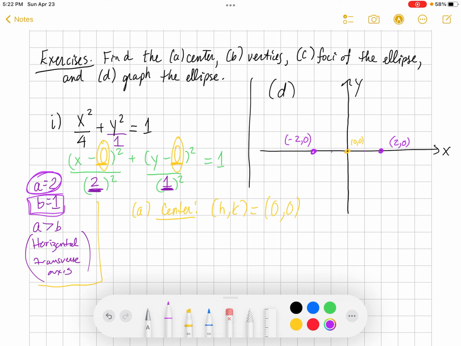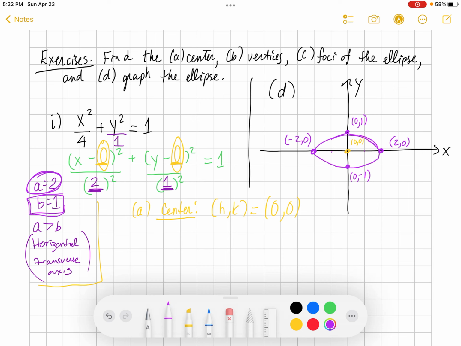All right. Then we got our b value. Our b value, I'm putting a box around that one. That's equal to 1. That is associated with the y. So we're going to go from the center. Let's go up 1, plot a point, and then let's go back to the center, down 1, plot a point. Here you got your 4 vertices. That top one above the center, that was what? (0, 1). And the one underneath the center is (0, -1).